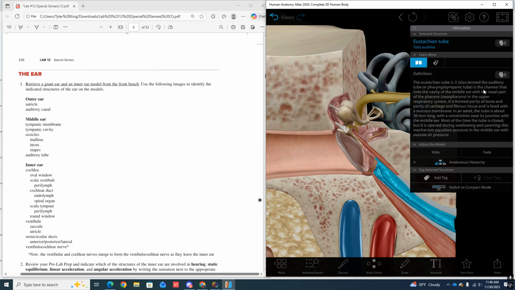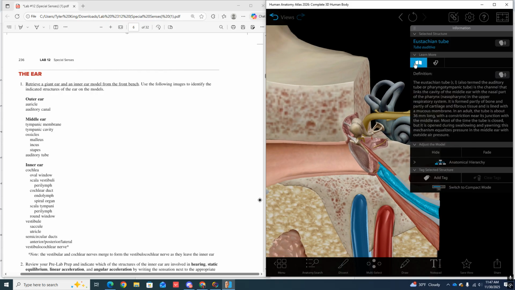So it is the channel that links the cavity from the middle ear to the nasal part in the upper respiratory system. It is formed partially of bone and partially of cartilage and fibrous tissue, and it is lined by a mucous membrane, okay? So most of the time, the tube is closed, but it is open during swallowing and yawning, which is how you depressurize the ear, essentially, okay? Equalize the pressure in the middle ear to the air of the outside pressure, right? So those are the middle ear structures, all right?